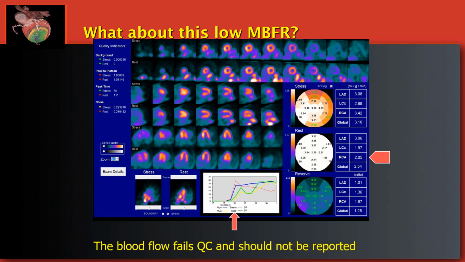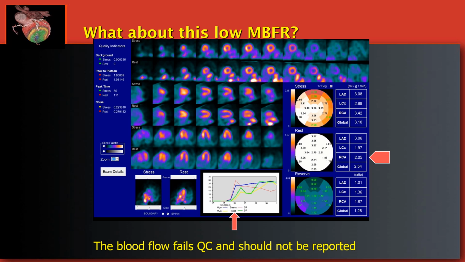This person has really high resting numbers. The LAD is 3.06 for their resting. That should be less than 1. The RCA is 2. That should be less than 1. And so if you look at this, it's greatly affecting it.